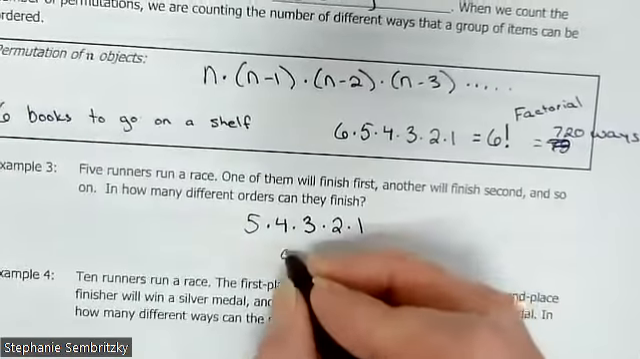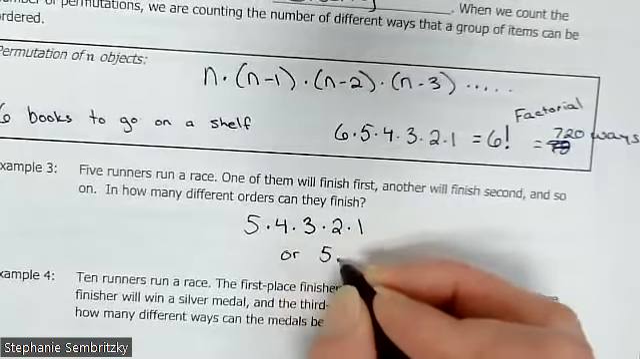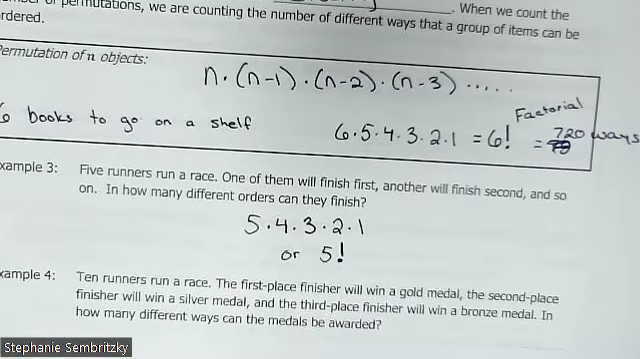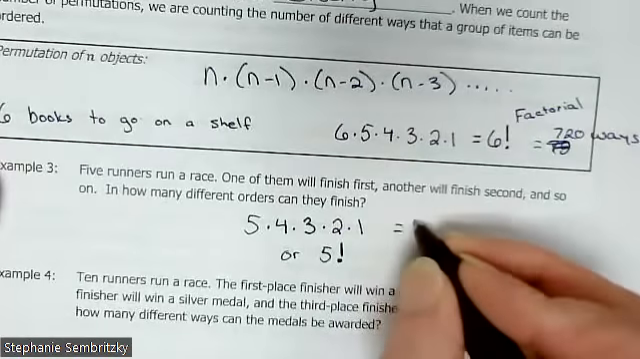Or how else could I do this? 5 with a little exclamation point, 5 factorial. Either way is fine. I find it just as easy to do 5 times 4 times 3 times 2. Calculator, did anybody do it? Yes, 120. 120 ways.